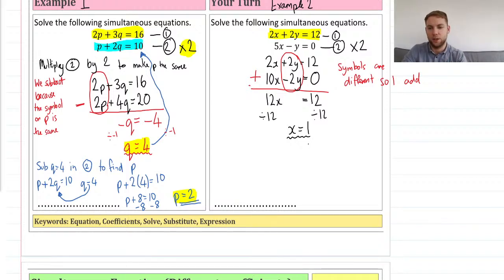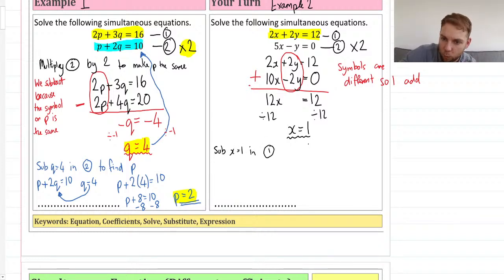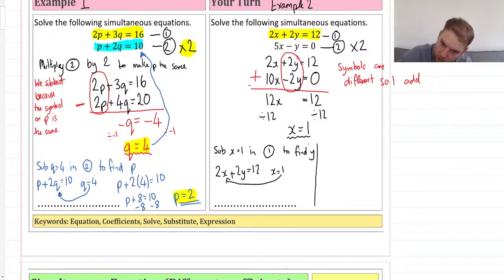So the next thing I need to do is I need to sub in 1 to either equation 1 or 2 to find out what y is. So I'm going to write here, I'm going to sub x equals 1 into equation 1 to find y. So equation 1 is this, 2x plus 2y is equal to 12. And x is equal to 1 is what I'm putting in. Putting this in for here. So I end up with, now I'm going to do this in a different colour, just so we know.